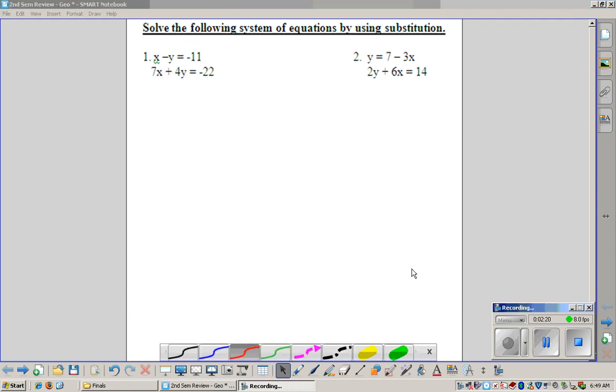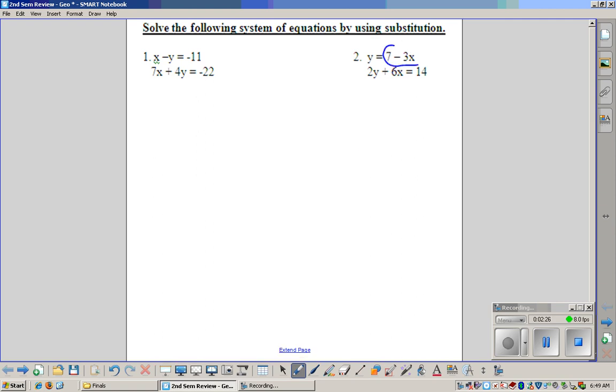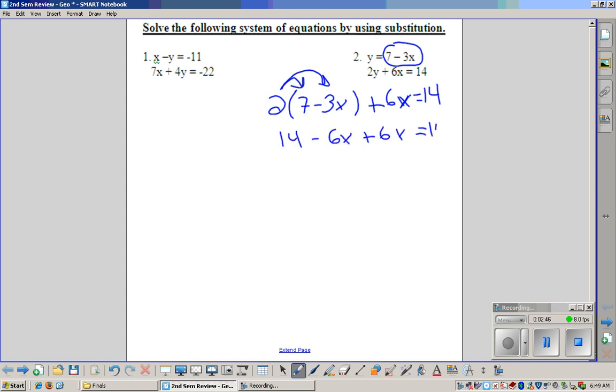Okay. Problem 2 is also set up for substitution quite easily because it already says y equals. So we're just going to put it right in: 2 times 7 minus 3x for y. Okay. And at this point, it's just all algebra. So we'll distribute the 2 and get this. Negative 6x plus positive 6x is nothing. So this is again 14 equals 14.